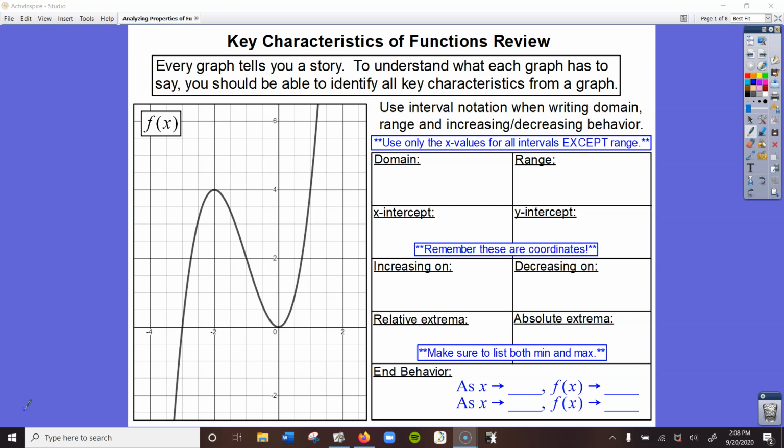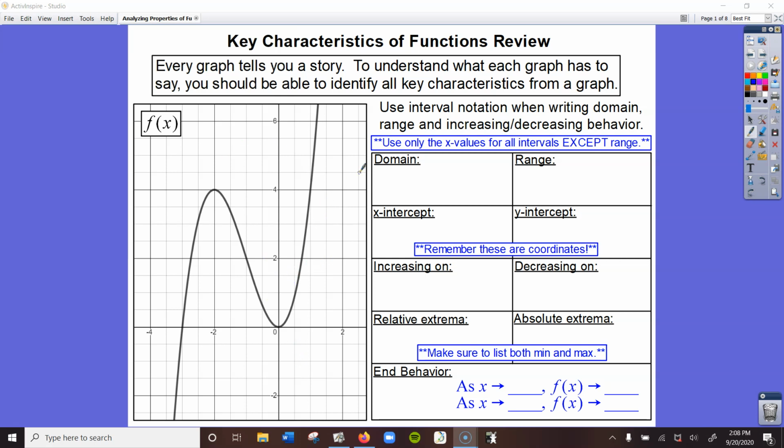Hey guys, today we're going to look at how to analyze graphs and examine their properties. So for the next few graphs, what we're going to have a look at is the domain, the range, the intercepts, the increasing and decreasing behavior, extrema, whether it's relative or absolute, and their end behavior using the graph alone.